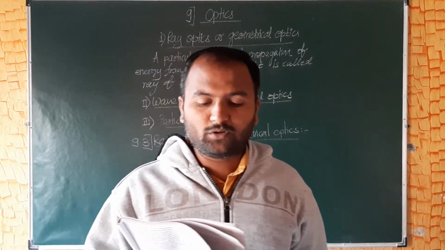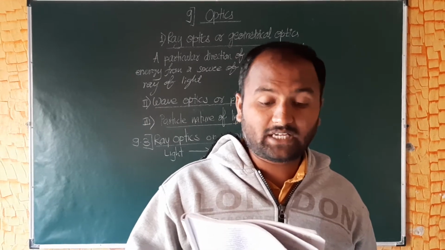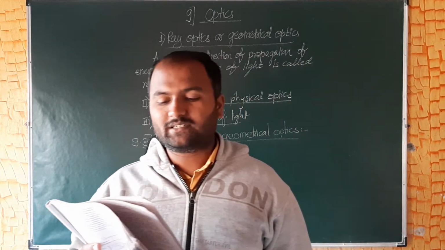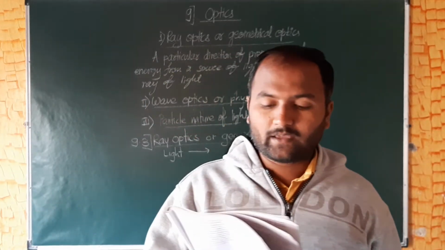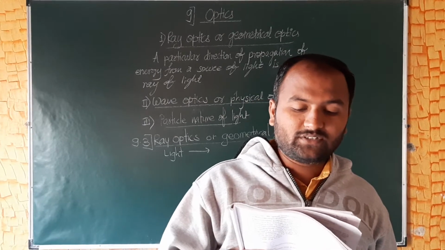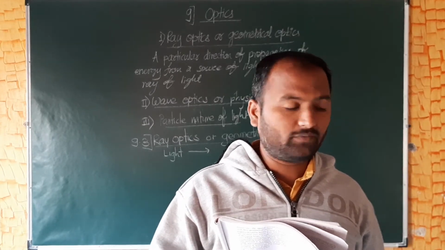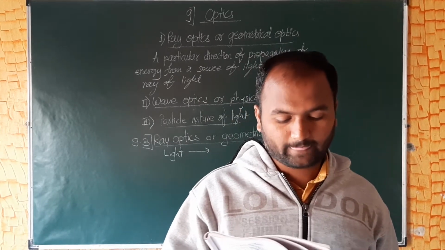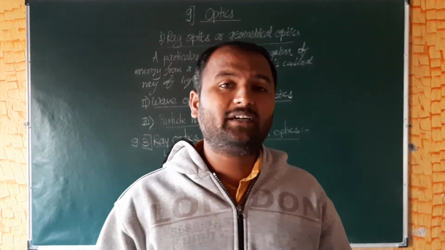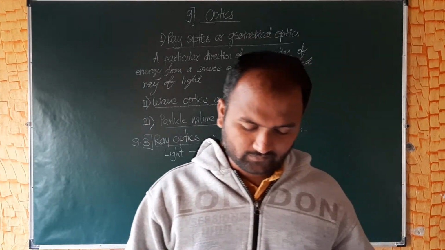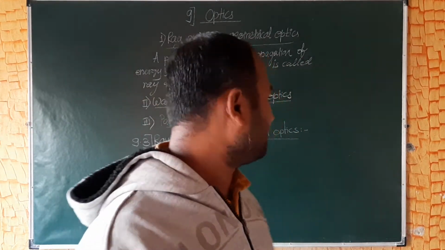These apply at the boundary between two media. The refracted ray lies in the plane formed by the incident ray and the normal drawn at the point of incidence. And the two rays are on either side of the normal. Angle of incidence and angle of refraction are related by Snell's law. So these are the fundamental laws on which geometrical optics is based.